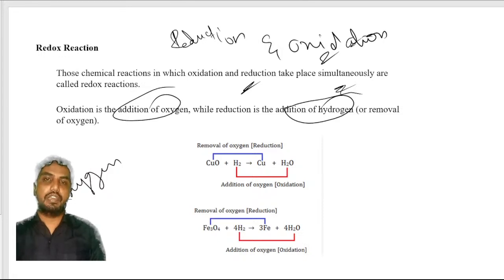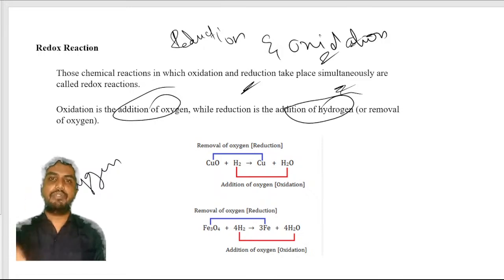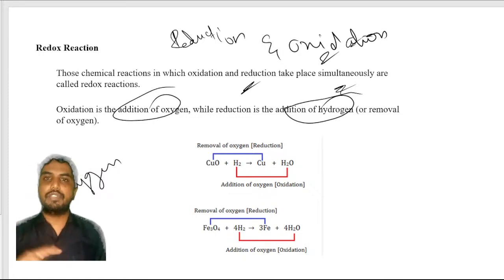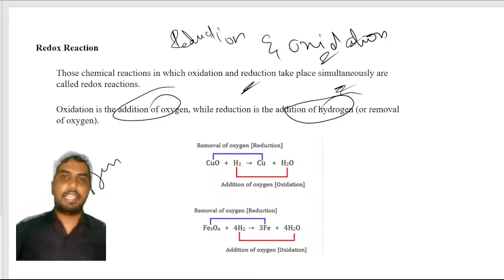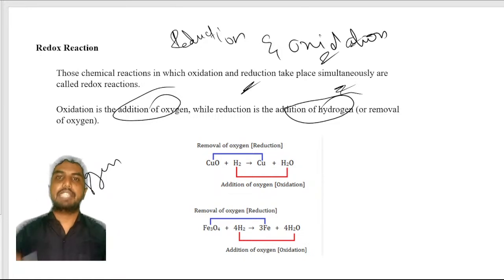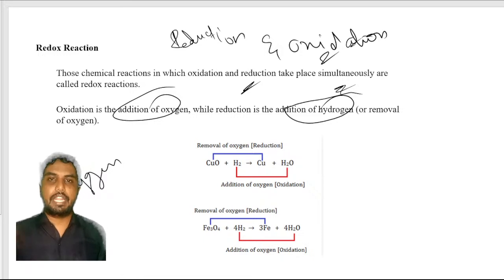You need to remember this. Whenever we add oxygen to a compound, it is called oxidation. Whenever we remove oxygen, it is called reduction. If these two mechanisms take place in the same equation, or the same chemical process, simultaneously, it is called a redox reaction.